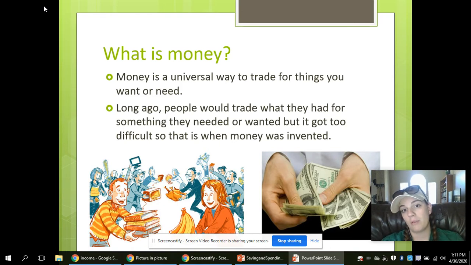Long ago, people would trade what they had for something they needed or wanted. So, for example, that man right there wants the woman's bananas. So they're swapping, they're trading. He's going to get the bananas and she's going to get the books. This started to get kind of difficult, and it was too hard for them to just trade what they had. So that's why money was invented, because it was a universal way for everyone to trade for what they wanted or needed.